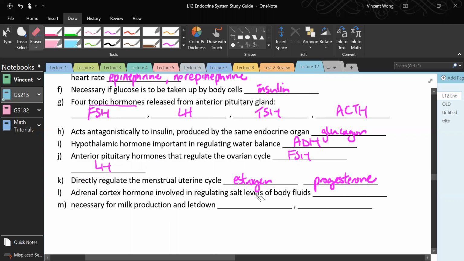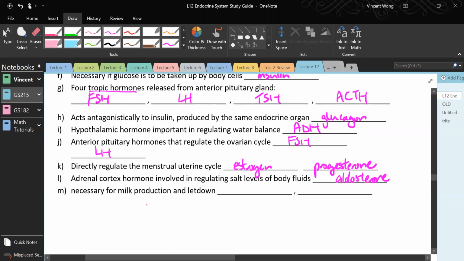Adrenal cortex hormone involved in regulating salt level, that is aldosterone. Last but not least, necessary for milk production. Okay, so to make milk, we need prolactin. To let the milk come down, we need oxytocin.